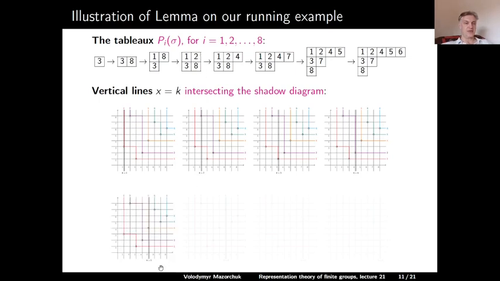On the next step, we take x equals 5. We have intersection with 3 shadow lines, and the points are 1, 2, and 4, because we have a new shadow line which corresponds to inserting 4.